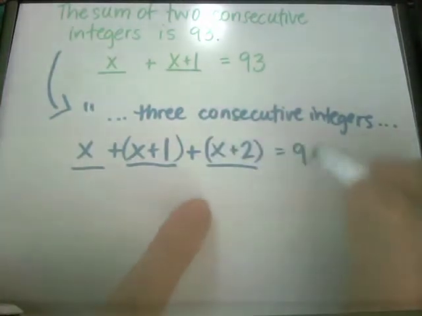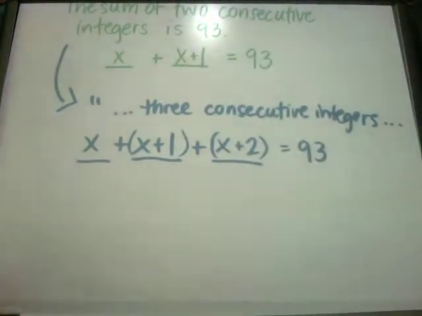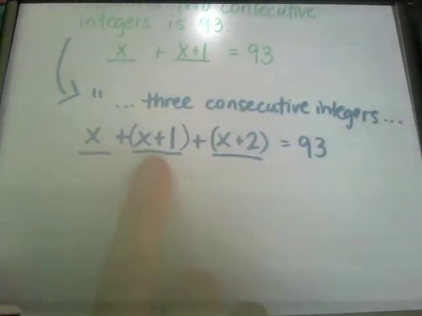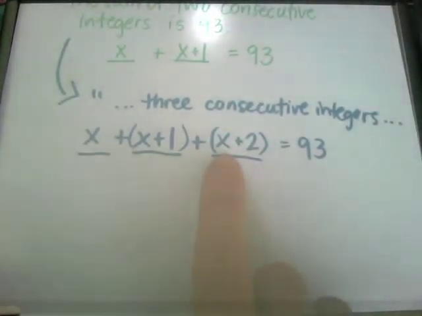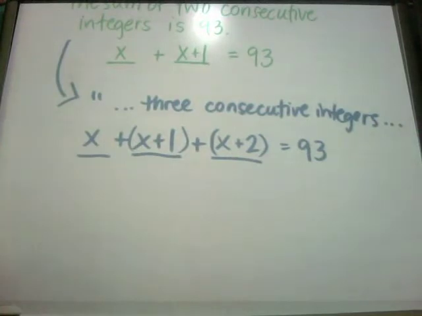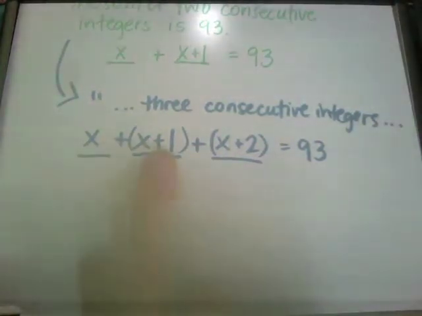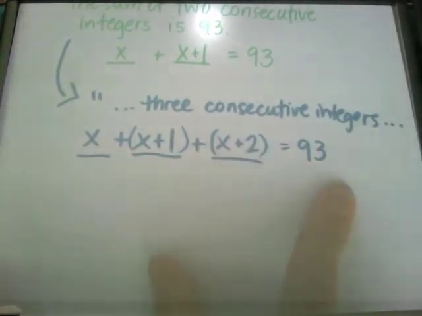Now, you don't need the parentheses. You can leave them out or you can use them. The parentheses for me are just showing here's the first number, the second number, and the third number. If it's consecutive integers, not even or odd, but all integers, each time we start with the original plus 1, plus 2, the next one plus 3, the next one plus 4.